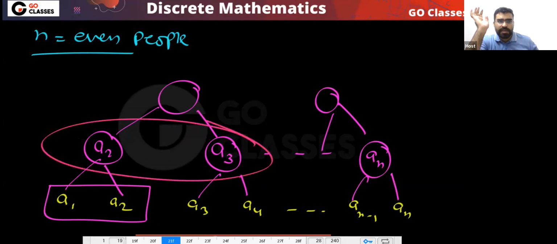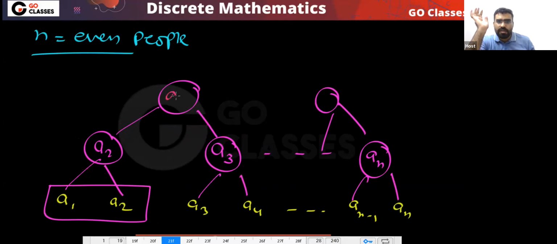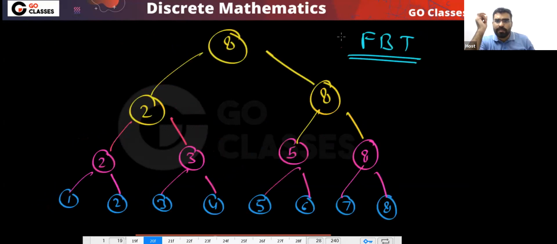These 2 people will play, then this will be the winner. Are you getting my point? So this is what I'm saying. So what you will get in this tournament is a full binary tree, because every node has either 2 or 0 children. So you will get a full binary tree.